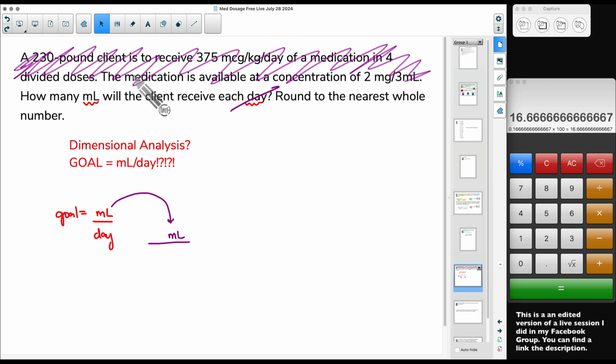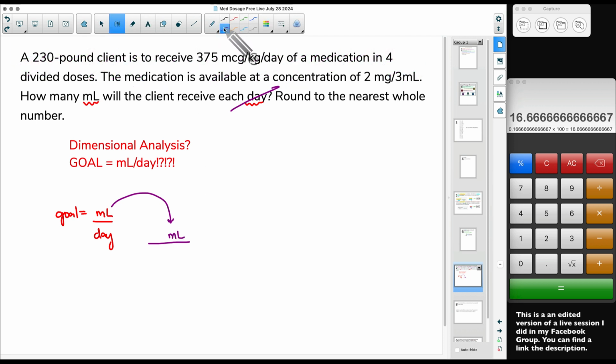Now I'm going to look back at my problem and I'm going to hunt. I don't care about that yet. I don't care about that yet. I don't care about 4 divided doses yet, or maybe at all. Ooh, I do care about that. This is helping you. You don't care about any other word in this problem except for that word right there. I cannot stress that enough. That's the word you want to hunt down.